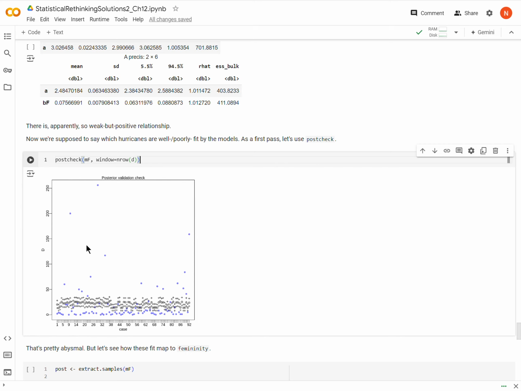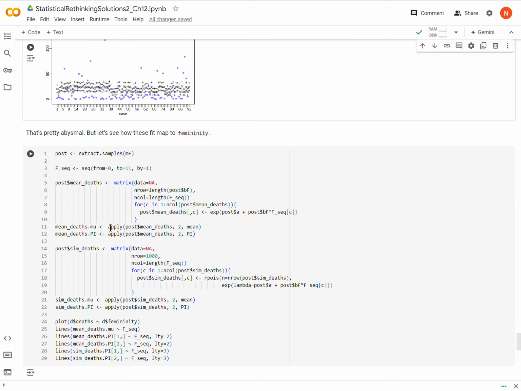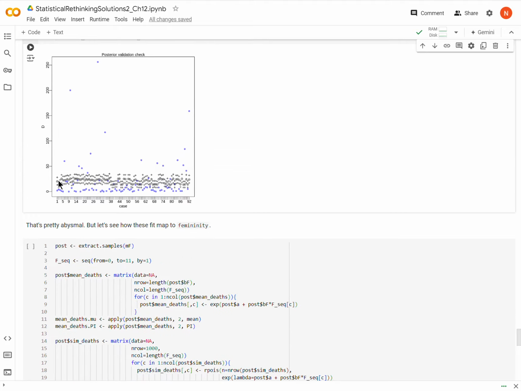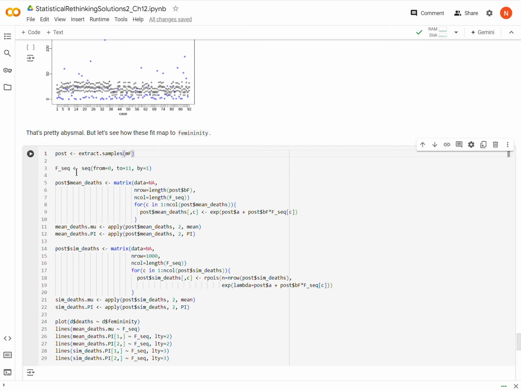But let's see which types of storms on the femininity scale may be better or worse predicted. I'm going to plot deaths against femininity and then plot the predictions of the model. Here the data and predictions are given sequentially, in the order in which the data is presented. But now we want to organize it in terms of femininity. So I'm extracting samples from the posterior distribution, and then defining the scores. I should really define that as 1 to 11, because that's what the scores are, not 0 to 11. I hope that doesn't break anything. Okay, that didn't break anything.